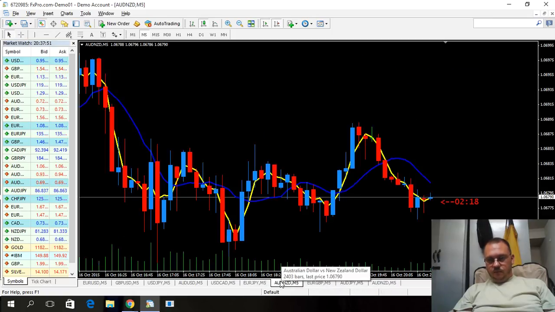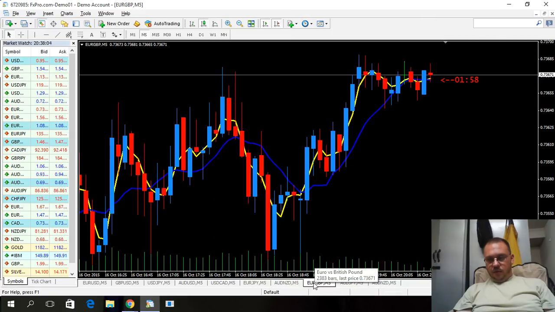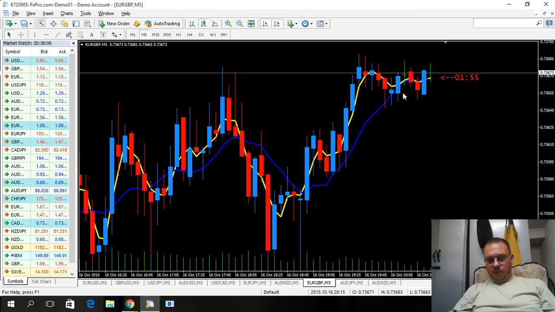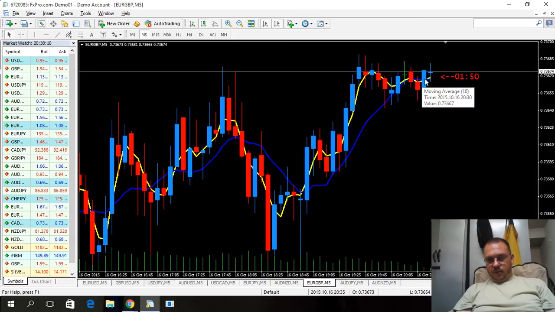Let's see here. This is a possible. This yellow line is starting to come up, and you see this candle is starting to shoot up a little bit. So I want to keep an eye on that one. Euro pound, rather. This is not a good time to trade because the lines are too close to one another. Even though it's starting to trend upwards right now, I would stay away from that.